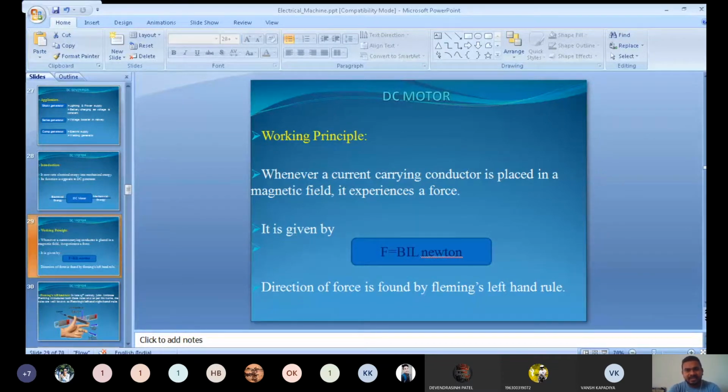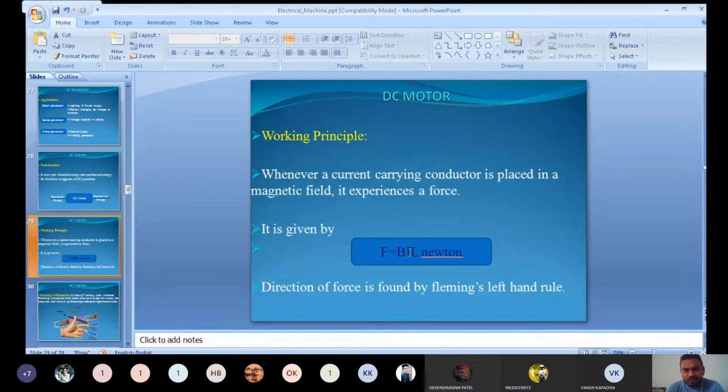Where B is the magnetic flux density and its unit is Weber per meter square. I is the current flowing through the conductor and its unit is ampere, and L is the length of the conductor, which is measured in meters. So whatever force is experienced by a conductor is given by F is equal to BIL Newton.